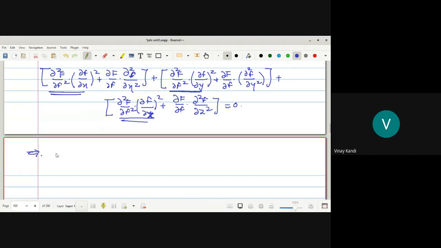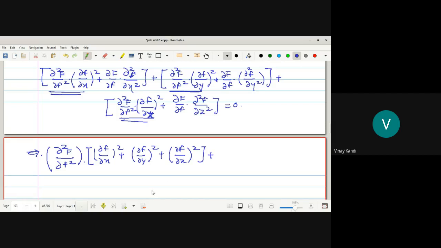So this implies ∂²F/∂f² into the first bracket, ∂f/∂x whole square plus second bracket ∂f/∂y whole square plus ∂f/∂z whole square, plus now taking ∂F/∂f common.